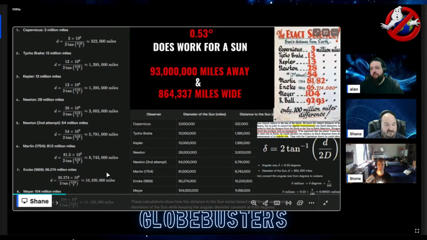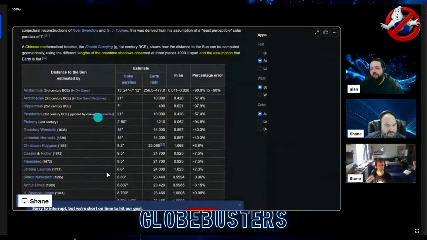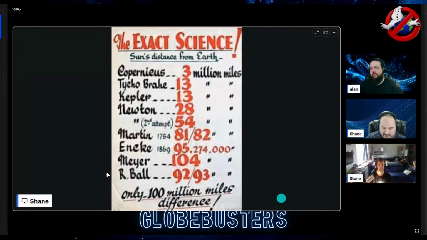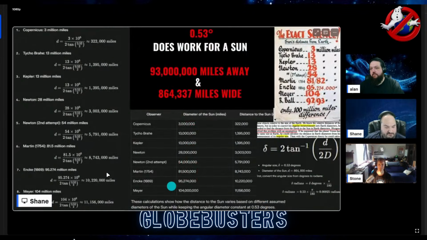If you go back to the first list that we actually looked at on Wikipedia, these people's guesses were way off, wide swings all the way through. But when you're telling the narrative, look how good science works. Well, no, if you were to just manipulate these variables, we'd be back where we started.